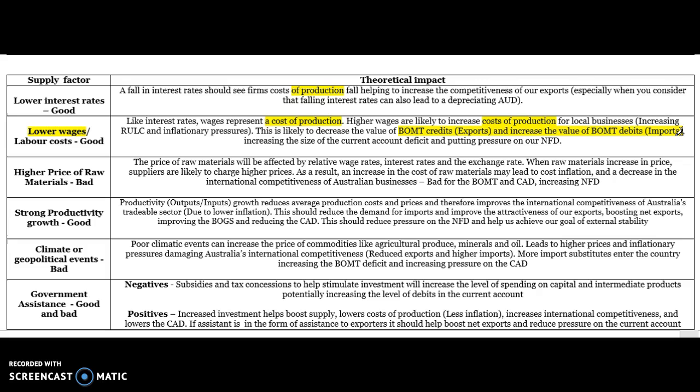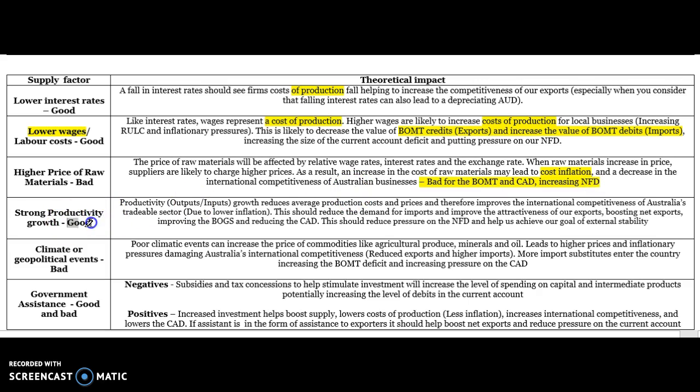This is all just basically about firms' costs of production and then linking that back to prices and exports and imports. So if there's a higher price of raw materials, that's going to be bad because it's going to lead to higher prices in Australia, which will mean we will import more, and that will have negative impacts for cost inflation in Australia. It means that we will import more, and that will be bad for the balance of merchandise trade and the CAD because there'll be more debits.